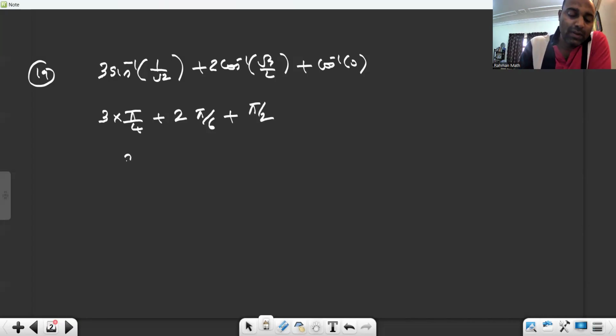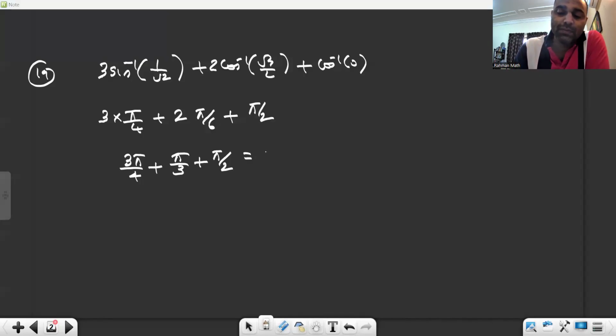So you have to simplify. 3 pi by 4 plus 2 times pi by 6, which is pi by 3, and this is pi by 2. Take LCM and simplify. LCM is 12. Here I multiplied 3, here we have to multiply 4, and here we have to multiply 6. Vaishak, you're right, 9 pi by 12 is the correct answer.